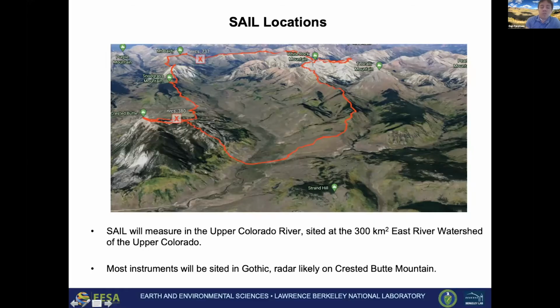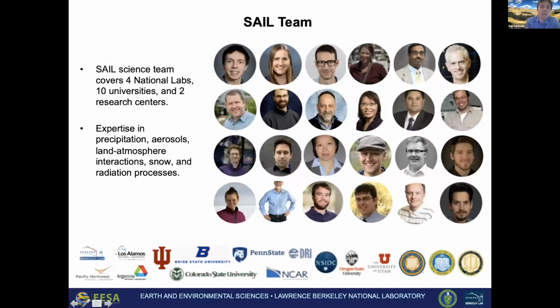The SAIL science team covers 4 national labs, 10 universities, and 2 research centers. So I've had the privilege of working with them to stand up this campaign, and we have expertise in precipitation, aerosols, land-atmosphere interactions, snow, and radiation processes.